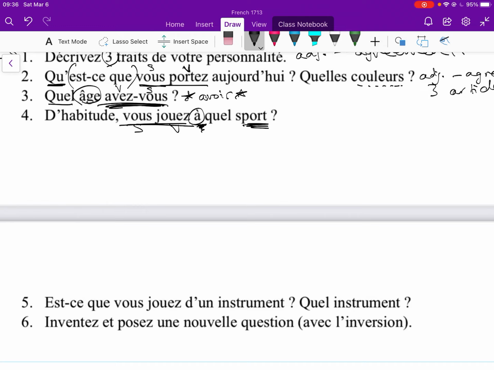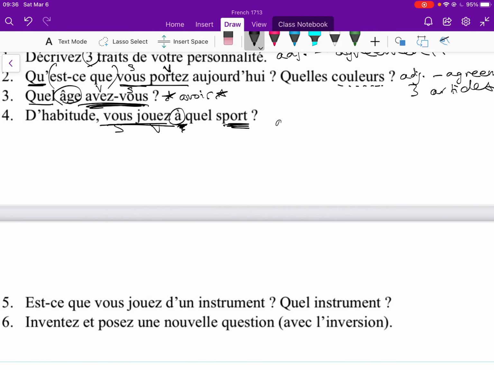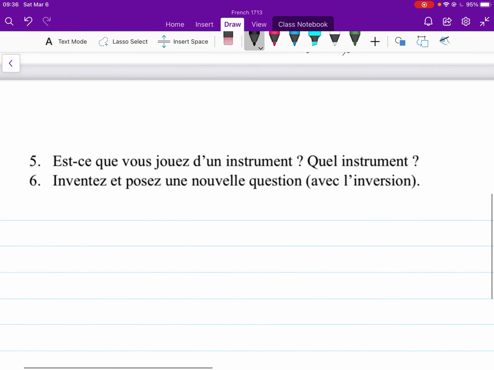But make sure that you're using some form of à because it's jouer à plus a sport. À plus le will become au. À plus les will become aux. À plus la stays the same, and à plus l apostrophe stays the same. So you just have to watch out for these 2 masculine ones, or the masculine and the plural.